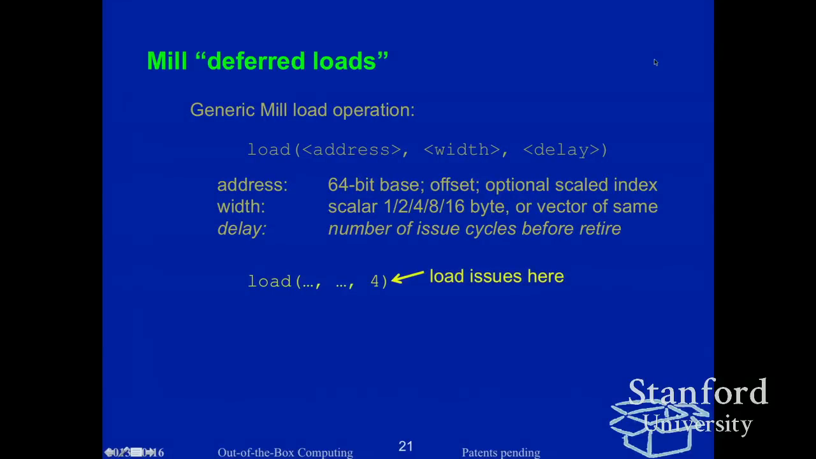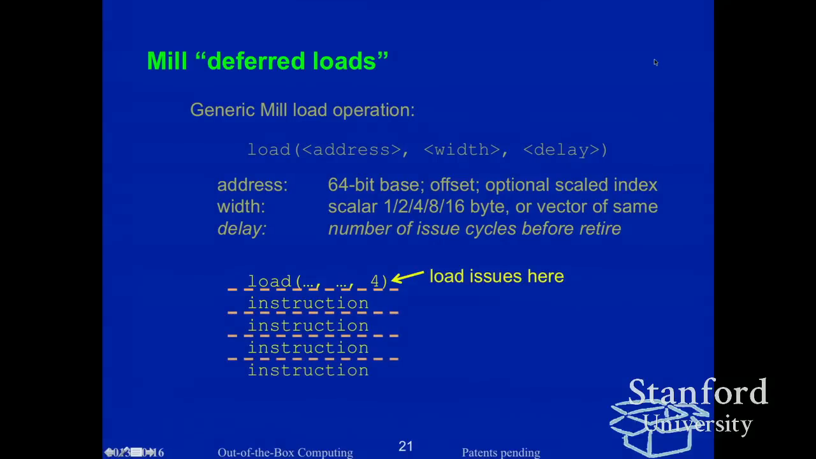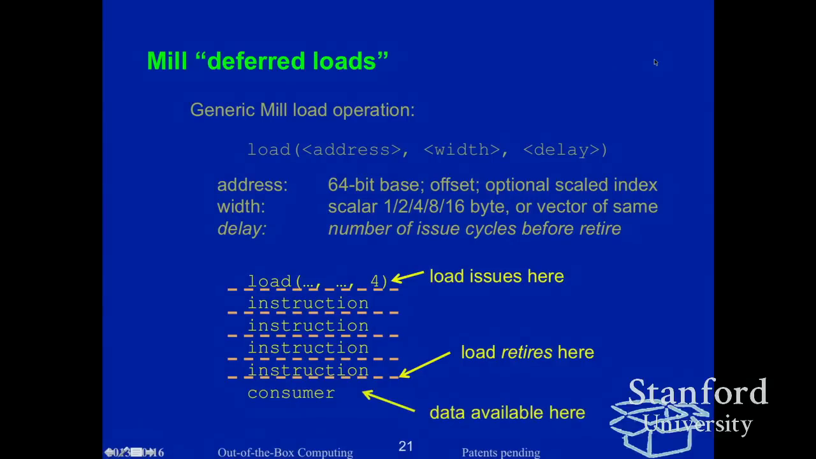So the load issue is here. We do another instruction. We do another instruction. We do another instruction. And still a fourth instruction. And now that's where the load retires. The consumer can be in the following cycle. Its data is available there. How do we know that the data is going to be available? Because the load operation said retire is deferred for 4 instructions.